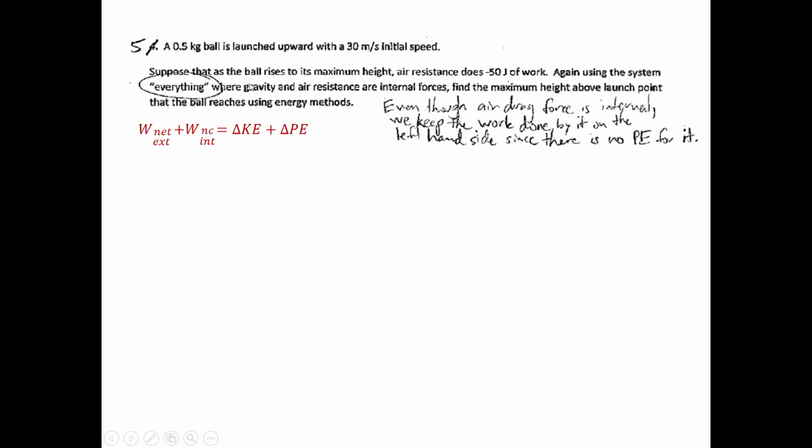We're going to apply that most general so far work-energy relationship, where we keep all the non-conservative internal forces on the left-hand side. There aren't any external forces because we threw everything into the system. So this piece is going to be 0, but this is going to be that minus 50 joules, the work that's done by that non-conservative internal force. And associated with the gravitational force, we're going to have a change in potential energy. So let's put those in.